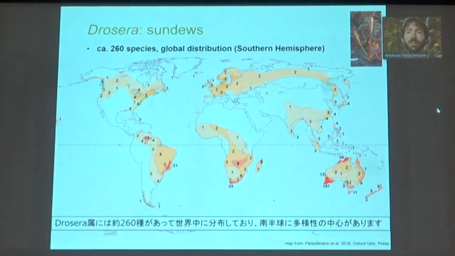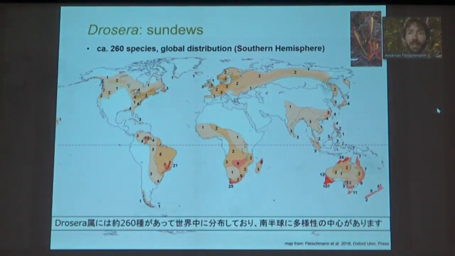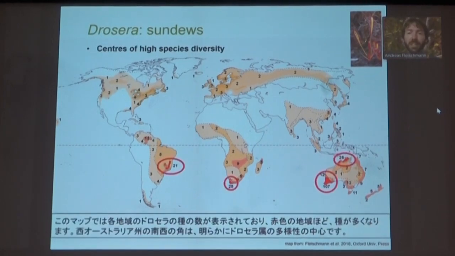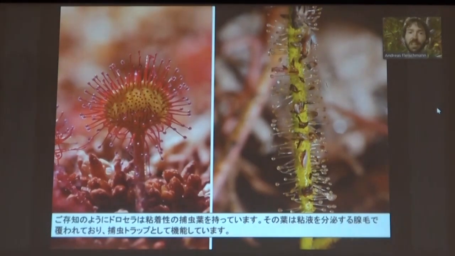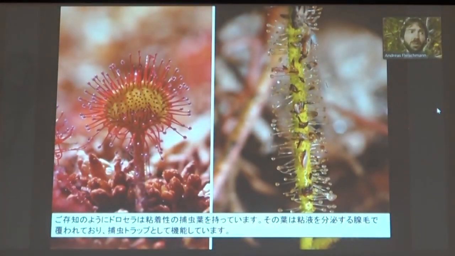The genus Drosera, the sundews, comprises about 260 species, and as you can see in this map, they are globally distributed, with the main centers of diversity in the southern hemisphere. The more red an area in this map is, the more species we find. The global distribution centers of Drosera are the southwest corner of Western Australia, tropical northern Australia, the Cape area of Africa, and the central Brazilian highlands, each with more than 20 species, the southwest of Australia with more than 100 species.